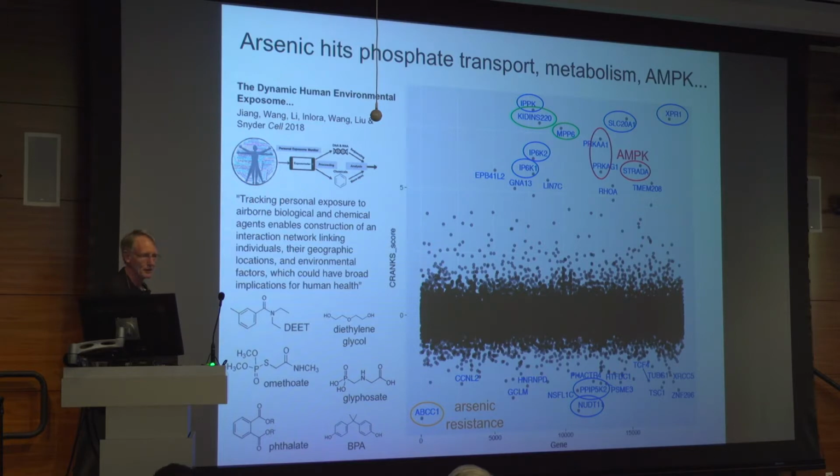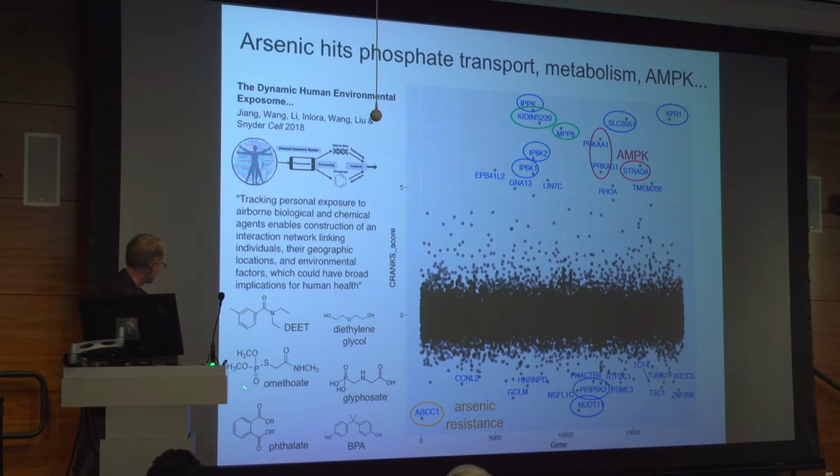This one here, DEET, which you all know is an insect repellent, is ubiquitous in the environment. It's everywhere. Other compounds like diethylene glycol, a suspected carcinogen, pesticide orthomethylate, and other environmental chemical pollutants are also very, very prevalent. So we're exposed to this stuff all the time.